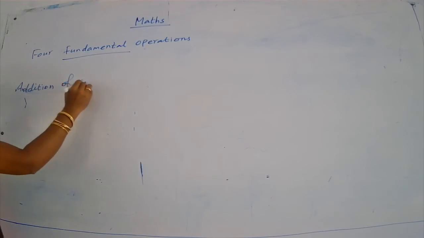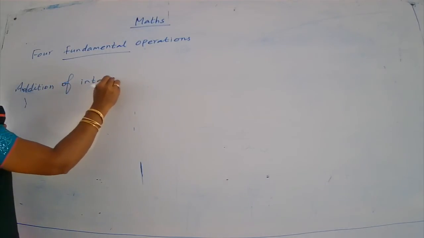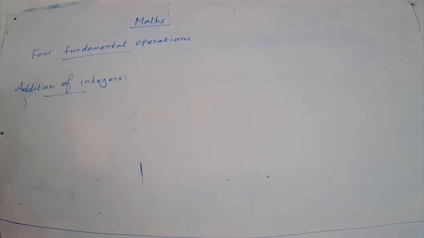Addition of integers. The four fundamental operations: we know that addition, subtraction, multiplication and division are the four fundamental operations. Now we are going to learn about addition of integers. Here, in addition of integers, two rules are there.